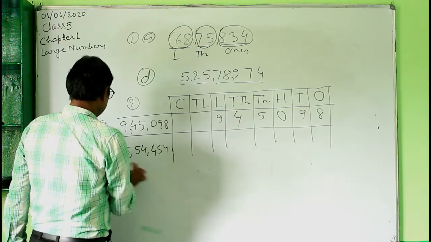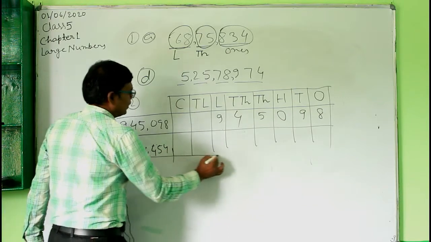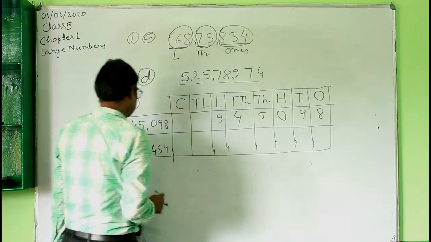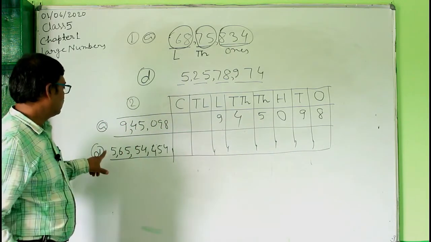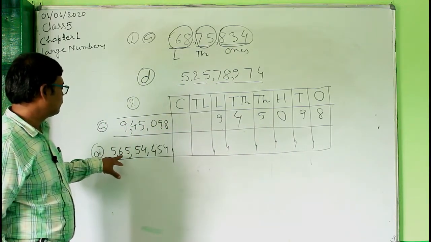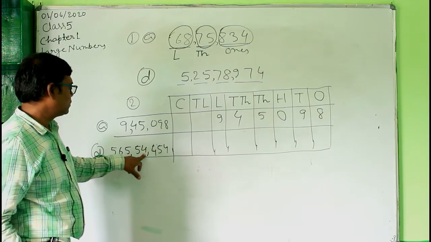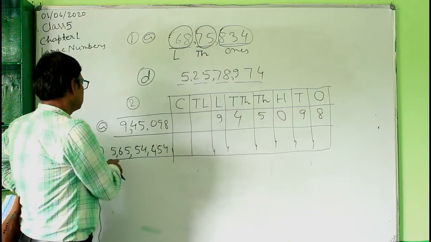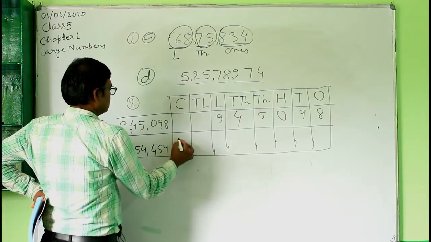454 in this case. So this is the number. So again we have to write this in the place value chart. Now see that this number is 5 crores 65 lakh 54,454. So this number will go at the crores place in this case.